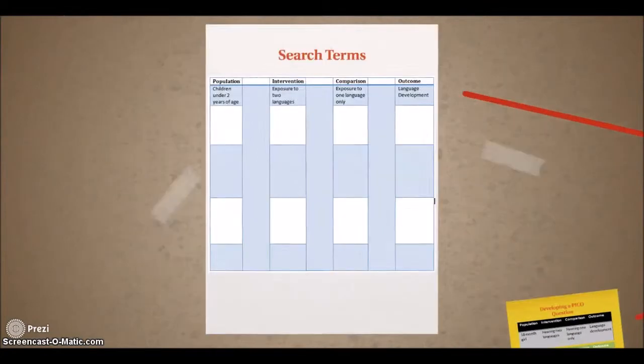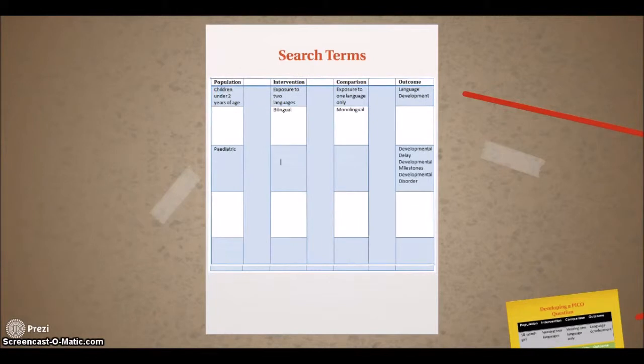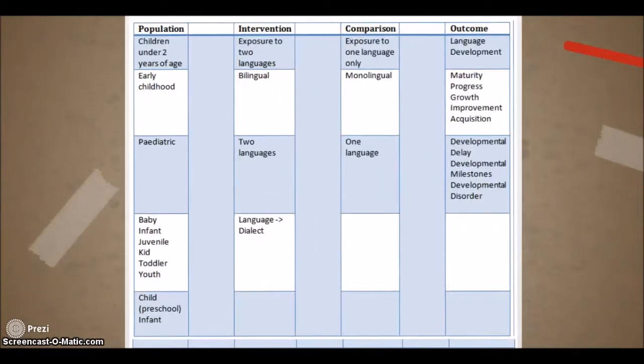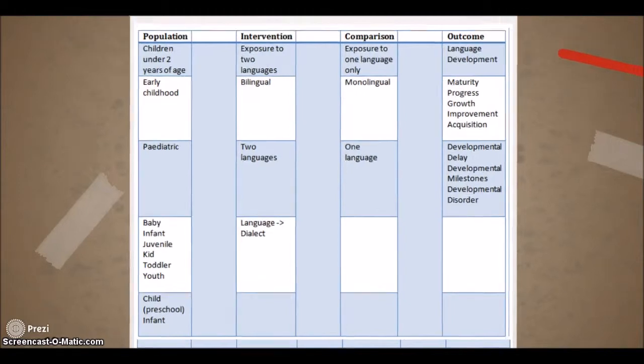To expand upon the PICO question in order to find search terms, I found synonyms for the key terms, from a medical dictionary, from a general thesaurus, and from databases and search terms used in research articles. This provides a wide range of terms to find the widest scope of information.